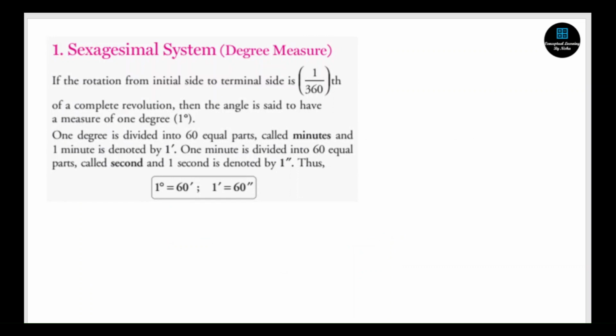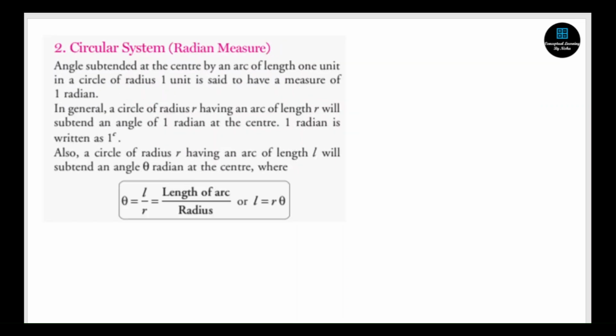So when I talk about a complete circle, a complete revolution, which is 360 degrees, the first part of it, I mean, that is 1 degree. All right, 1 degree equals 60 minutes and 1 minute equals 60 seconds. All right, then radian measure, this is new to you, right?